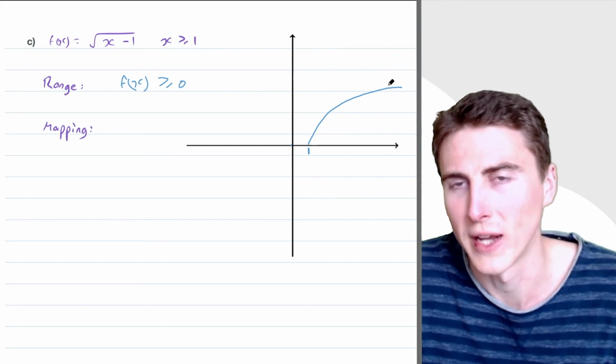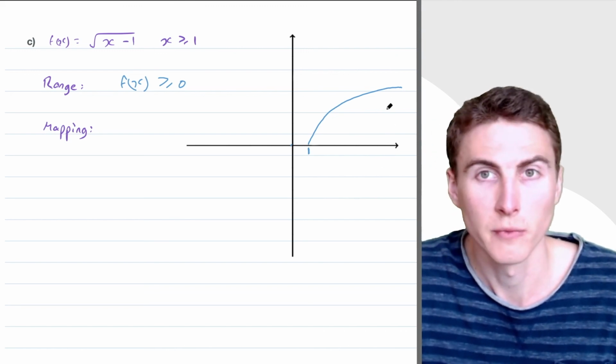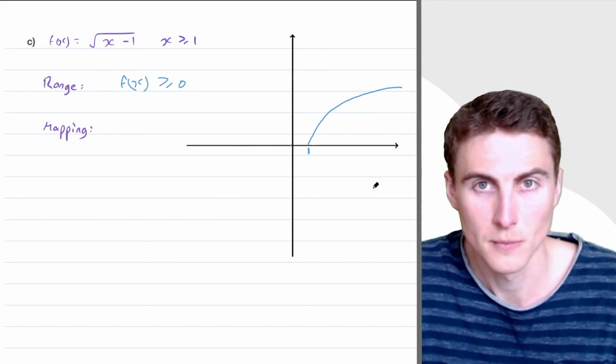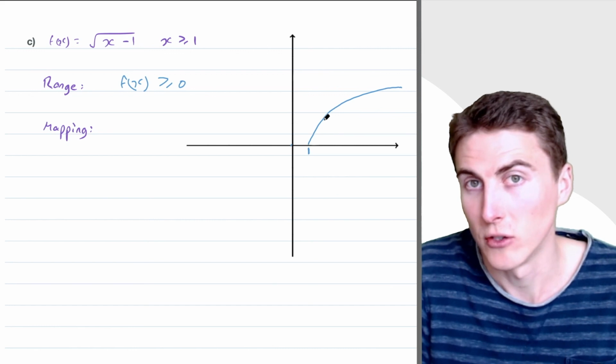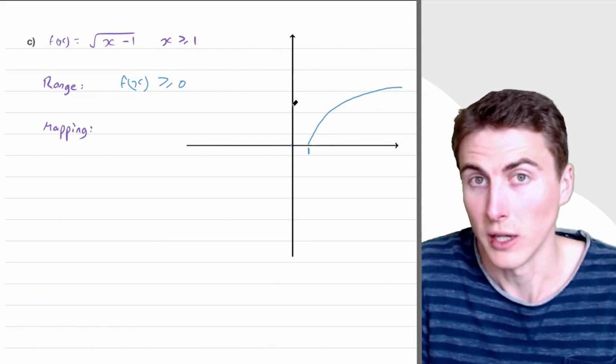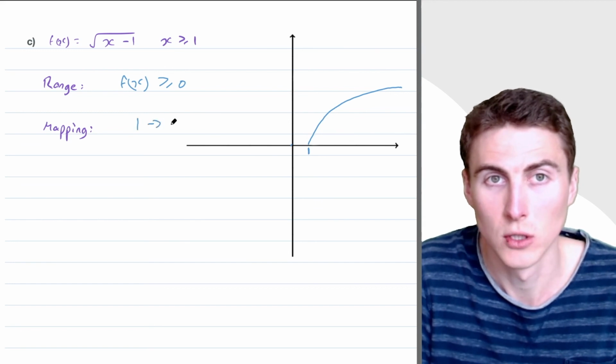And this actually won't plateau. That's not meant to look like it's plateauing. It will keep on going up. And so as for our mapping, again, each x value only has one y value, and each y value can only be achieved by one x value. So this is a one-to-one mapping.